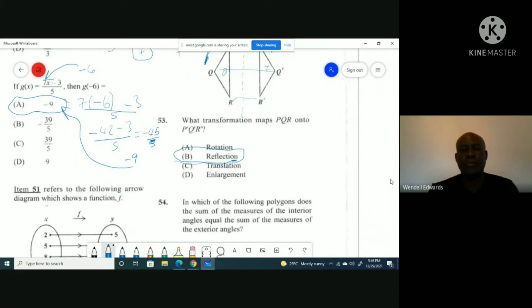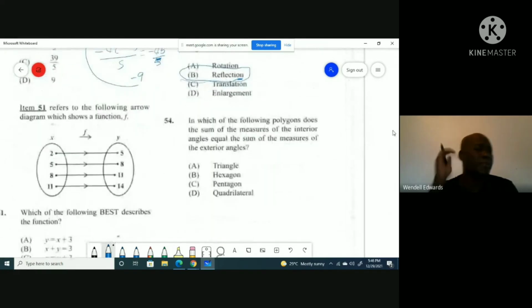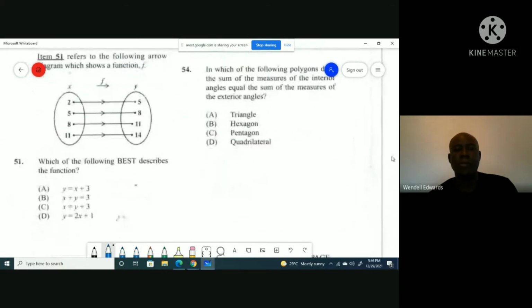All right, let's go to 51. 51 refers to the following arrow diagram, which shows the function f. Which of the following best describes the function? So basically this question is saying, listen, looking at the arrows, right? Which one of these would have best described that?